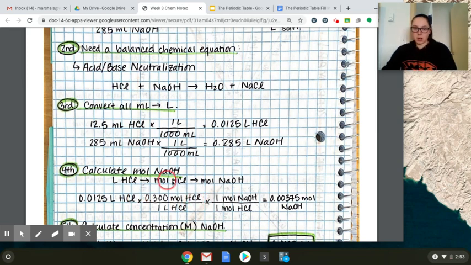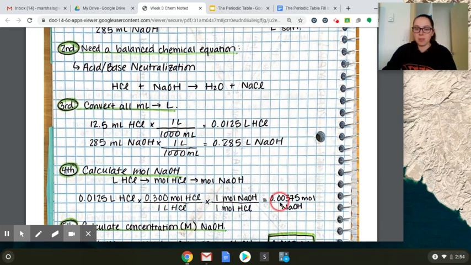But I don't stop there because this is where I'm at right now. I have to go to moles of NaOH, and even though it's a 1-to-1 ratio, you still need to show your work and show that math. And so you should have 1 mole of HCl on the bottom because I have moles of HCl up top, and then 1 mole of NaOH up top because that's the unit I'm trying to get to. So all in all, I'm going to take this number, 0.0125, multiply it by 0.300, divide by 1, multiply by 1, divide by 1, and I will get 0.0037 moles of NaOH.